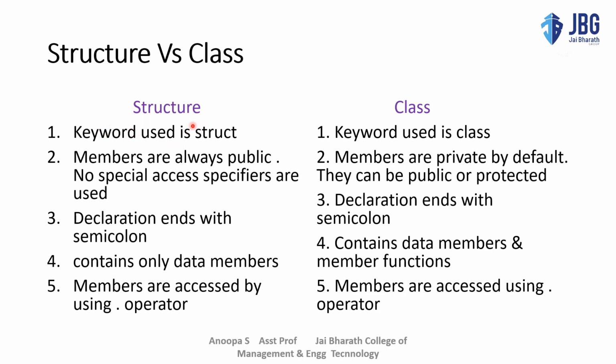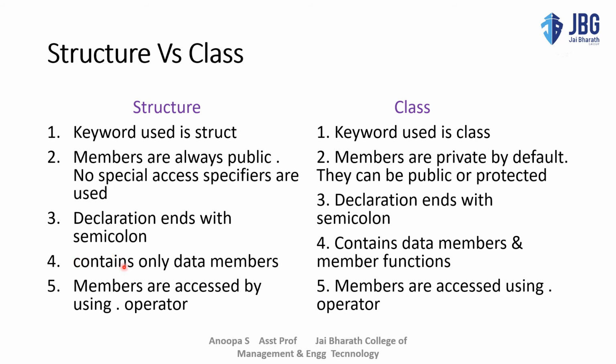The keyword used to declare a structure is struct, whereas the keyword used to declare a class is class. In a structure, we don't have any access specifiers, right? Everything is public. No special access specifiers are used. In the case of a class, by default it will be private if we do not specify any access specifier, and members can be either public or protected. The declaration ends with a semicolon for a structure, and it is the same for a class also.